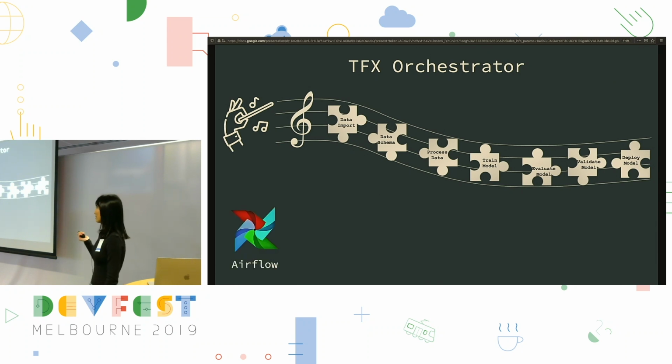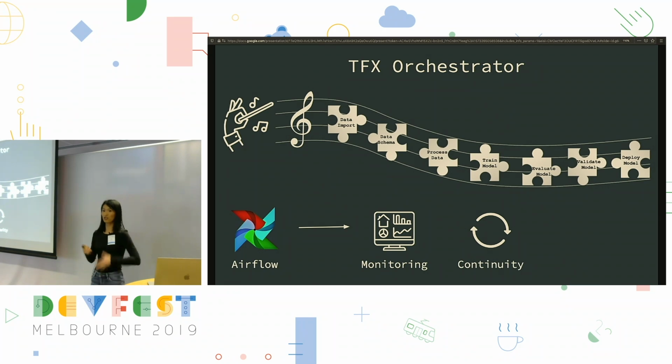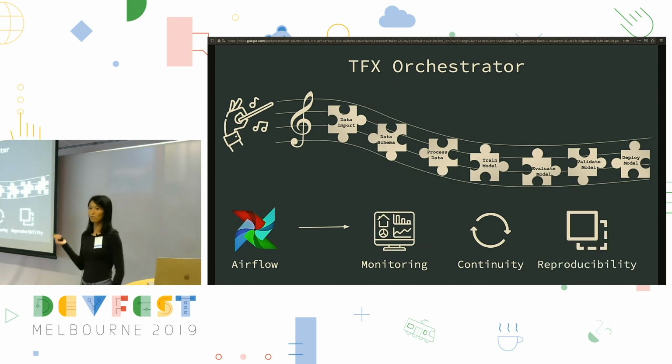So Airflow acts as an orchestrator for my TensorFlow Extended pipeline. It connects all the components together with the directed acyclic graph concept, and it also implements the interfaces between each component. It also provides monitoring features to monitor the pipeline running, continuity features to resume the pipeline from the last point of failure or where it stopped the last time, and also reproducibility to be able to run the pipeline multiple times from any certain point, and potentially you can set it up in different locations or servers as well.